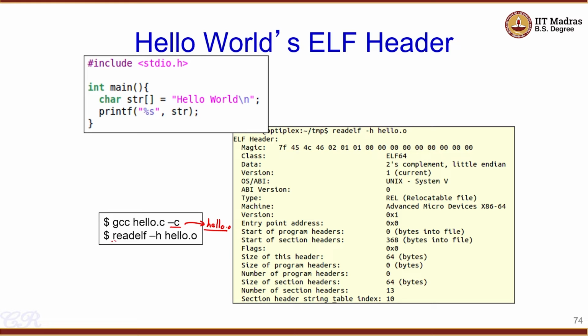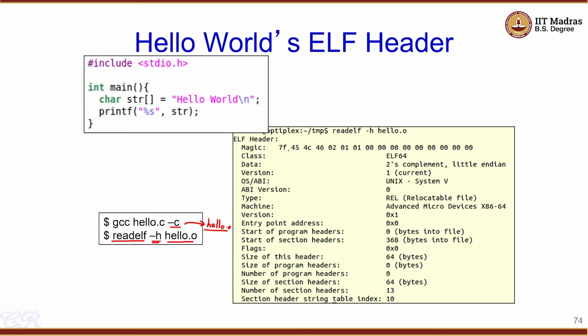Now we can use this utility called ReadELF to provide internal details of any ELF file. Here, for instance, if I use ReadELF with the -h option and then hello.o, I would be able to print the ELF header for this file hello.o, right? Here is a snapshot from my system.